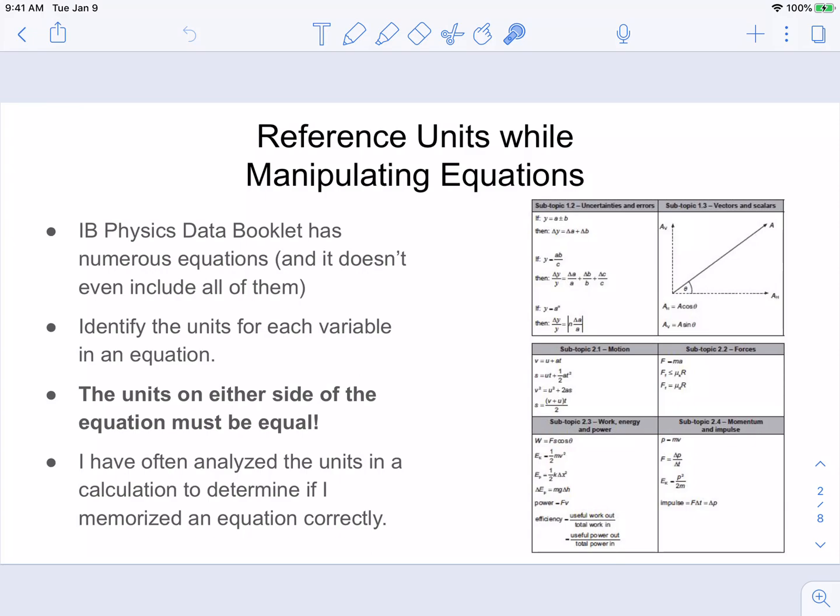So we need to be able to identify the units for each variable, and then we can see that the units on either side of the equation are equal to each other. When I was growing up and taking physics classes, I had to memorize a lot of the equations. So I would use this unit analysis method to make sure I memorized the equation correctly, because if the units balanced out, that was a good indication that I may have done it right.